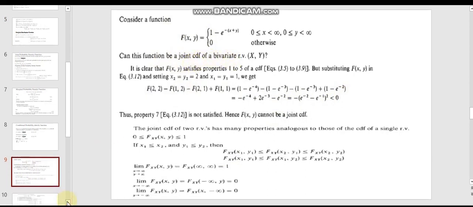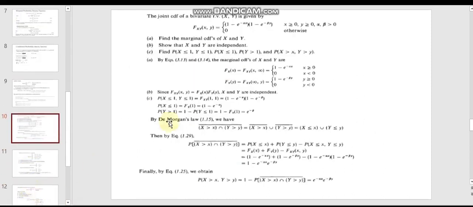Let's talk about another example. In this example, the joint CDF of bivariate random variable x and y is given as, when x and y are greater than or equal to 0 and alpha and beta are greater than 0. Find the marginal CDF of x and y.